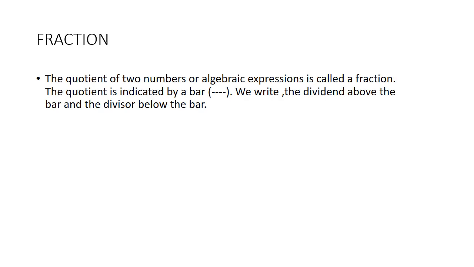Dear students, first we will learn how to define a fraction. The quotient of two numbers or algebraic expressions is called a fraction. The quotient is indicated by a bar. We write the dividend above the bar and the divisor below the bar. For example, (x square plus 2) over (x square minus 2).